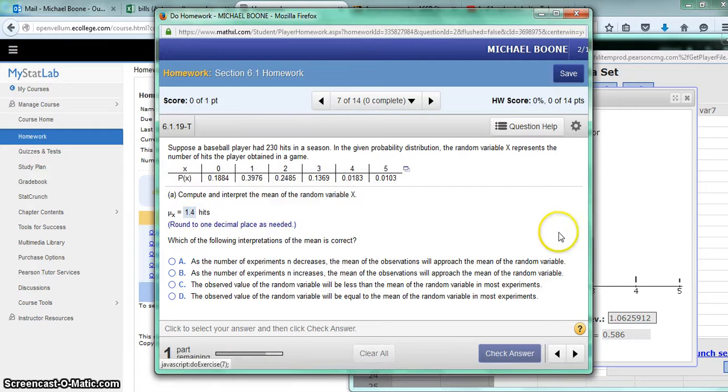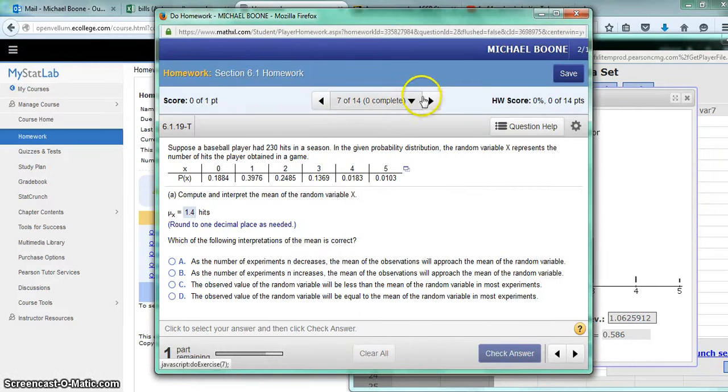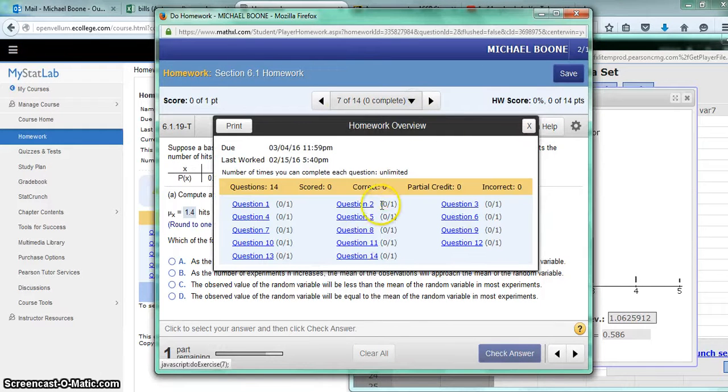And then a wordy question. Which of the following interpretations of the mean is correct? Next thing might be for a standard deviation. So again, this will help with your calculations for this problem. Another one I had was number 8.